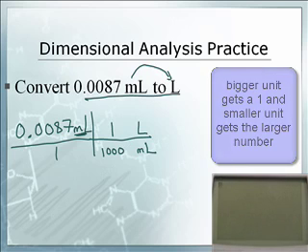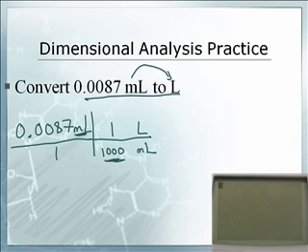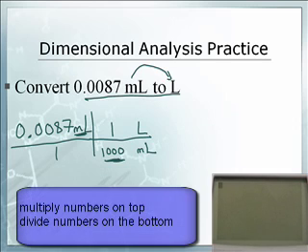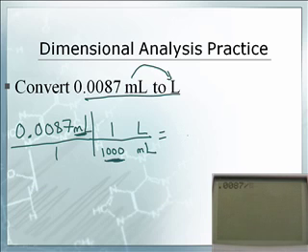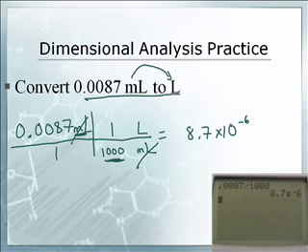So in this problem, the 1,000 is on the bottom. Numbers on the bottom are divided, and numbers on top are multiplied. So you're going to take 0.0087 divided by 1,000. Notice I'm not doing anything with the ones, because if you multiply or divide anything by 1, it's the same number, so we don't worry about the ones. It's 8.7 e -6 in my calculator. So 8.7 times 10 to the minus 6. And the milliliters cancel, and I end up with liters. That's not too bad, is it?